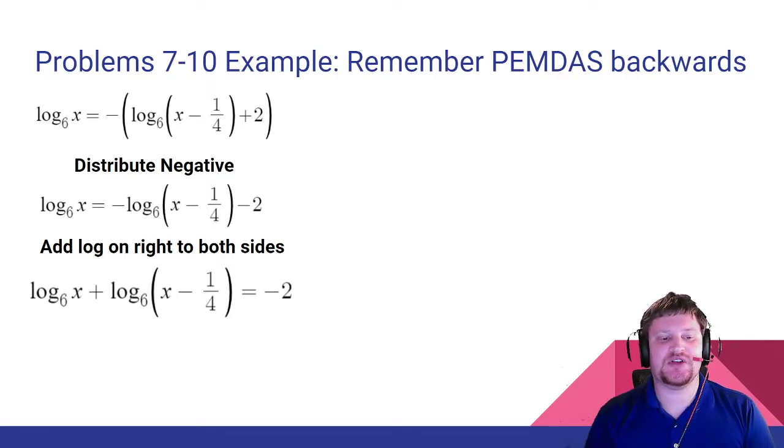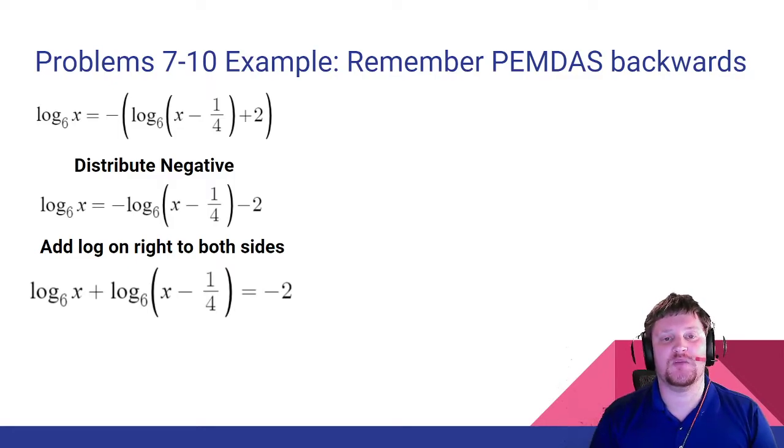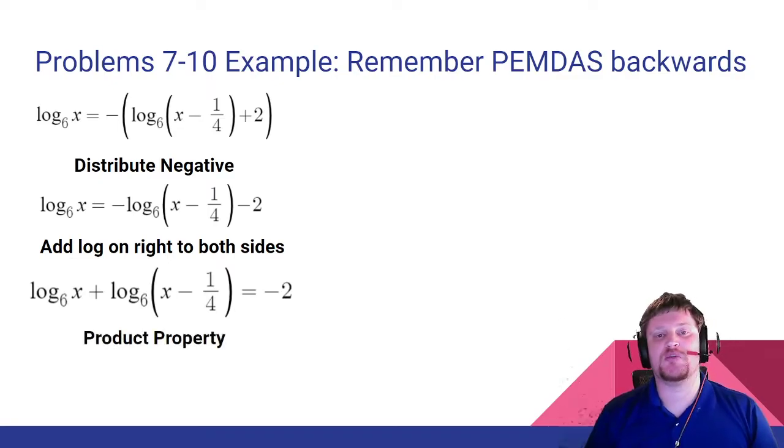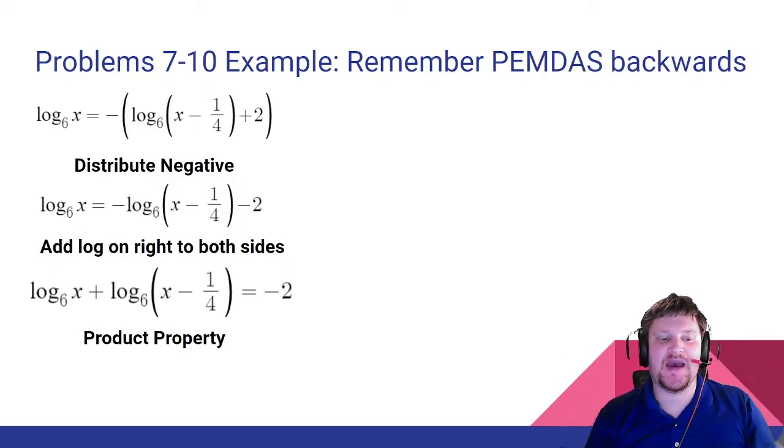Okay. Now is there any addition or subtraction? There is, and it's between two logarithms. And if you remember back to when we were talking about the properties of logarithms, we have a special rule when there's addition between two logarithms if they have the same base. Just so happens that both of these are log base 6. Well, that means we can apply our special rule. That rule was the product property. Product property says if they have the same base and there's addition between them, we can multiply what we're taking the log of together. In this case, that would be x times x minus 1 over 4.